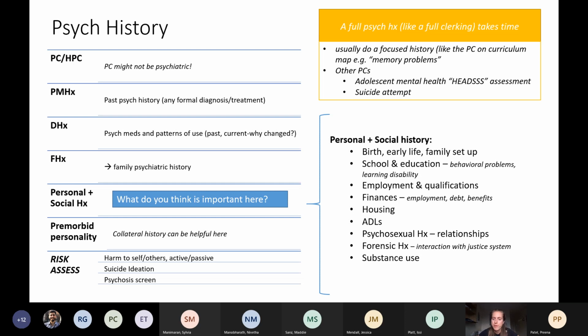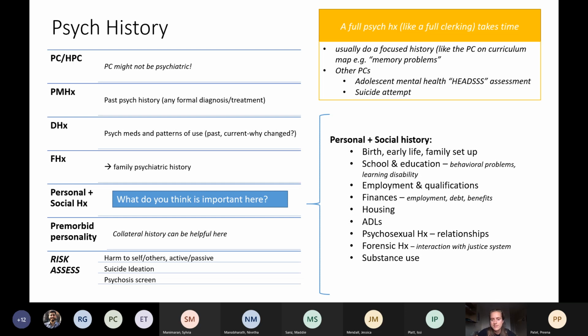But usually you would do a focused history, like I said, based on the previous slides, and some other ones you'll learn about. They teach it quite well. It's like the HEADSS assessment for adolescent mental health, or how to talk about it if someone's come in with a suicide attempt. But some things to think about is that the presenting complaint might not be psychiatric at all. They can come in with a physical complaint, and then whilst they're in hospital, they can develop something, or it can exacerbate their mental illness.